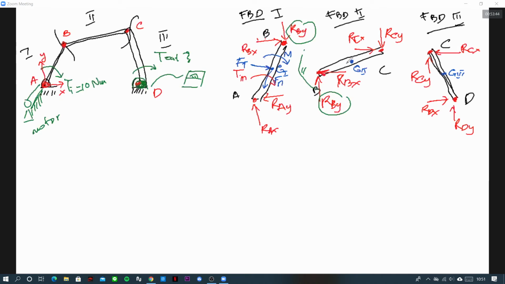Here also the same. You can put the tangential force like this and the normal force either toward B or toward C. Both are okay, both are fine. This is Fn, and we also have a moment. And here is also the same: we have a moment, a tangential force Ft, and also a normal force. Are there any questions so far?